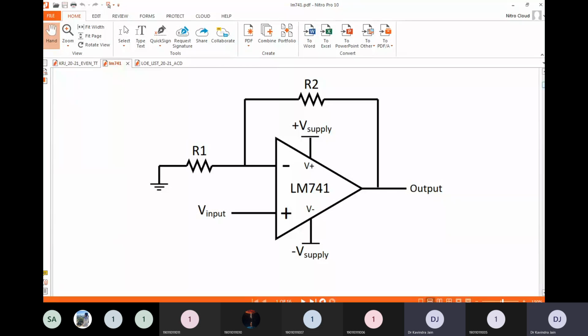Similarly, there is a feedback resistance, a wire connecting pin number 2 and pin number 6. So this is a closed loop. If pin number 2 and pin number 6 are not connected, then it becomes an open loop circuit. Pin number 6 is at the output. Pin number 4 and pin number 7 are constantly provided with a supply of plus minus 14 volts or 15 volts accordingly.